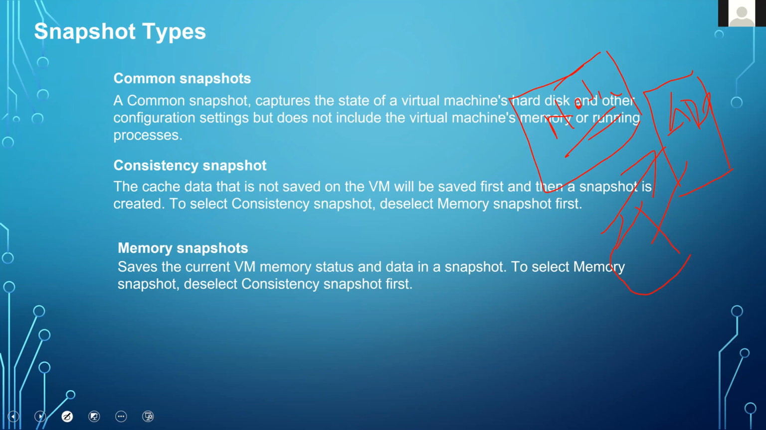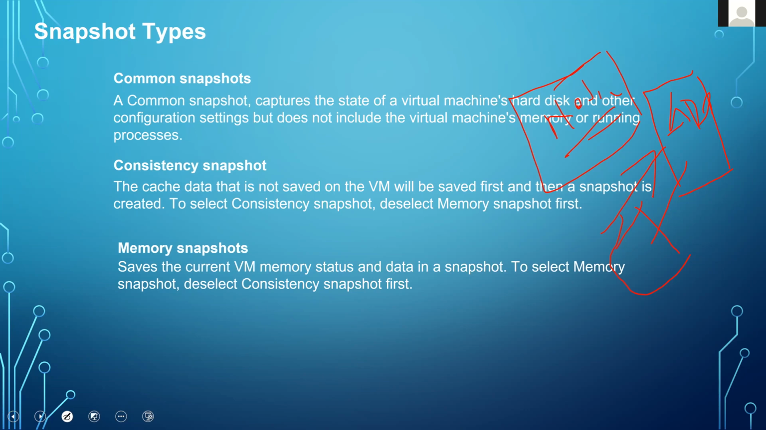So these are the three types of snapshots. It depends on the requirements and on the application as well. If you don't need the memory or the disk data consistency, you can use a common snapshot. If your importance is on the disk, you can use a consistency snapshot. And if you want to save the memory as well, you can use a memory snapshot. But between the consistency snapshot and the memory snapshot, you have to select one. You cannot use both of them at the same time. I will show you in the lab how we can do this.